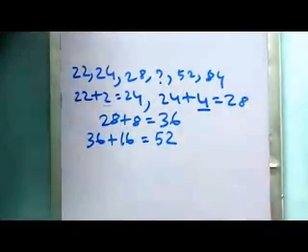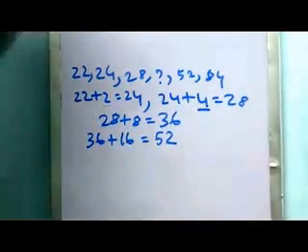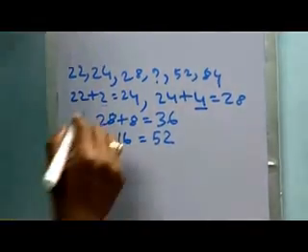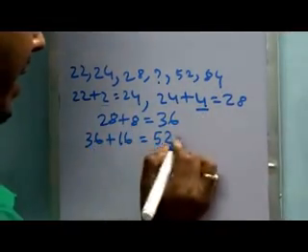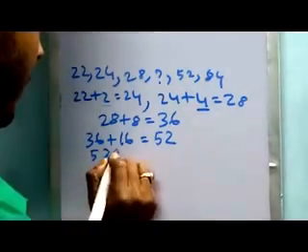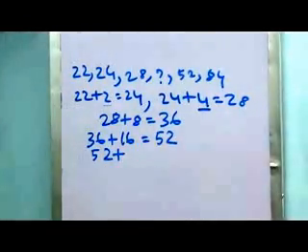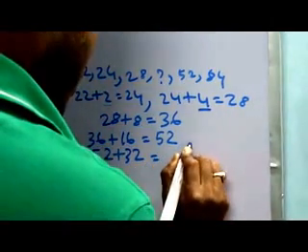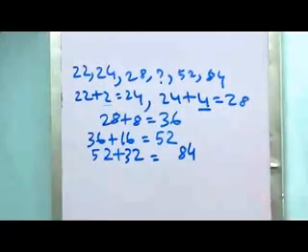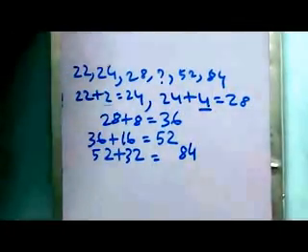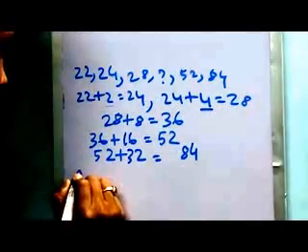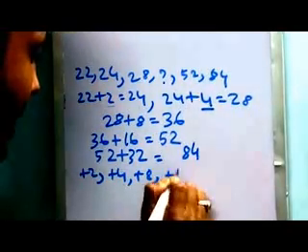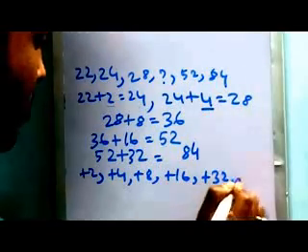Now it seems that the incremental pattern is matched. Okay, so it is plus 2, plus 4, plus 8, plus 16, and 52 plus, obviously it will be 32, 84. So the incremental order is plus 2, plus 4, plus 8, plus 16, plus 32 and so on.